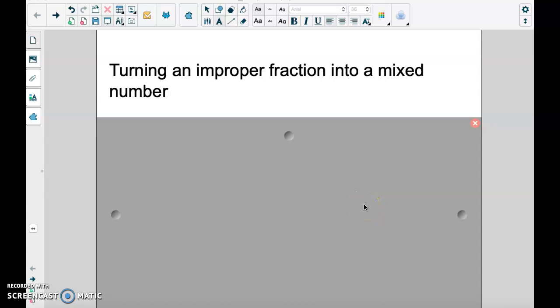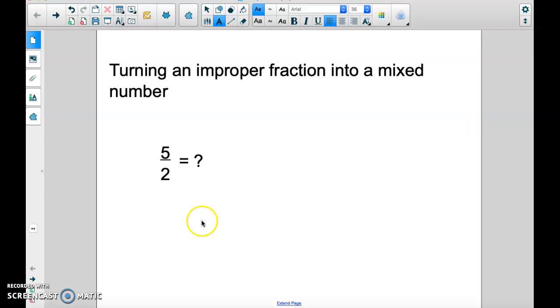We're going to real quick, this should not take long, talk about turning an improper fraction into a mixed number. So what we mean by that is if we have something like 5 over 2, that's an improper fraction because our numerator is greater than our denominator. How do we turn that into a mixed number? When we're turning something into a mixed number, we're thinking about, all right, how many wholes are in here?